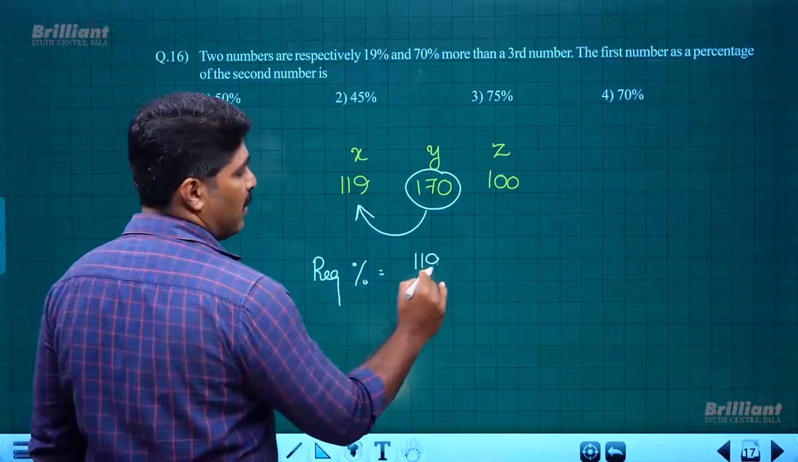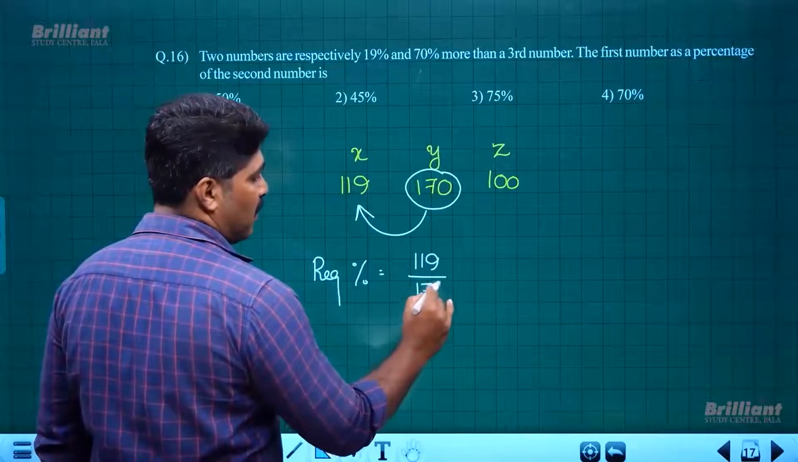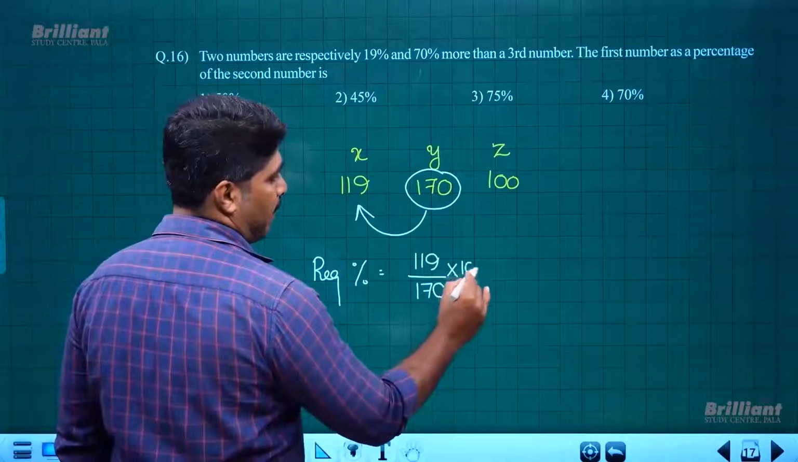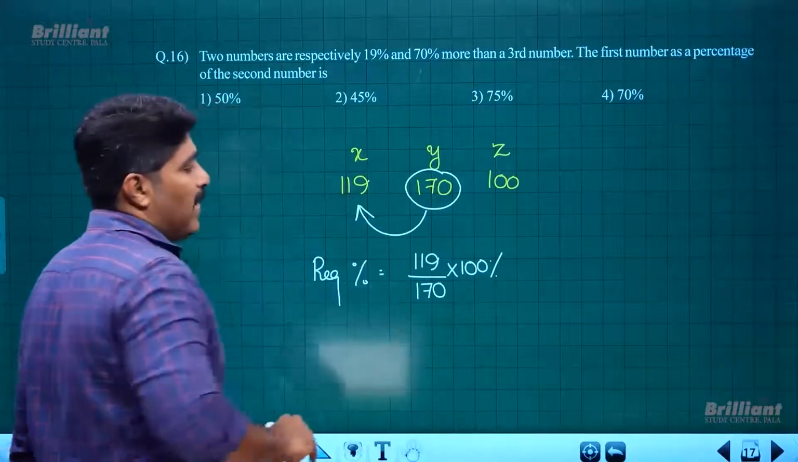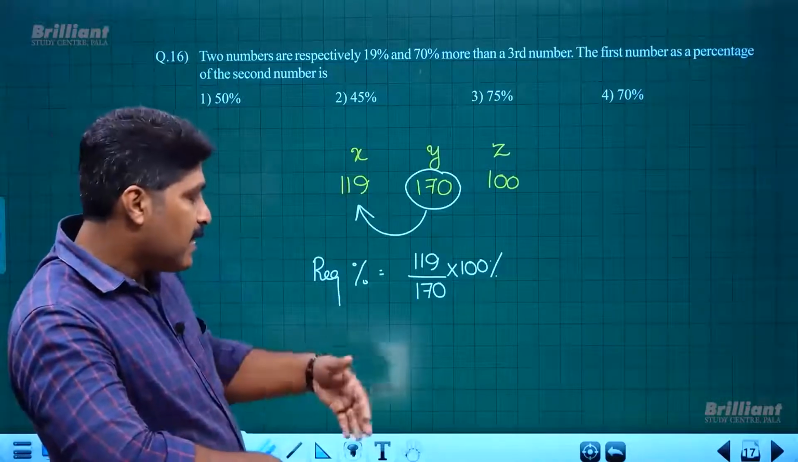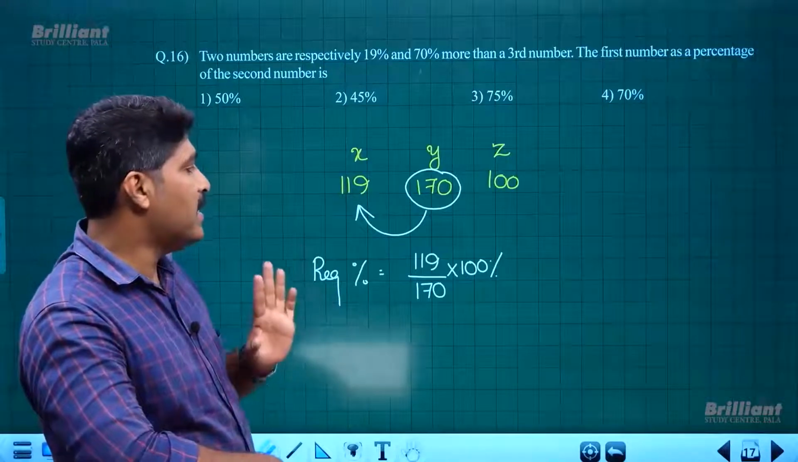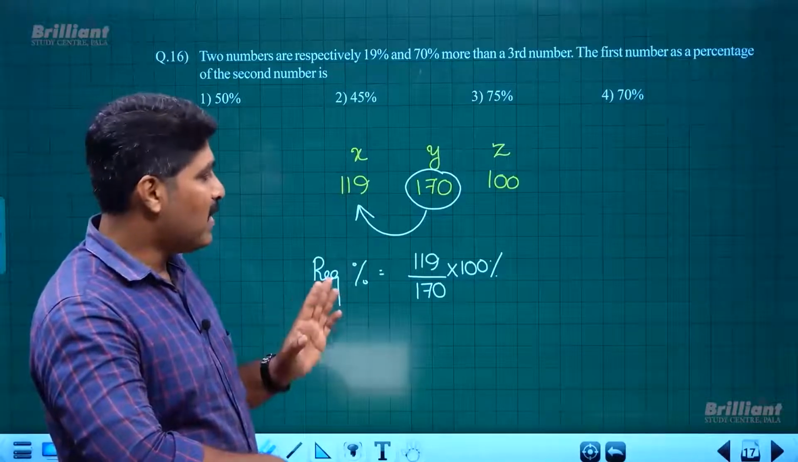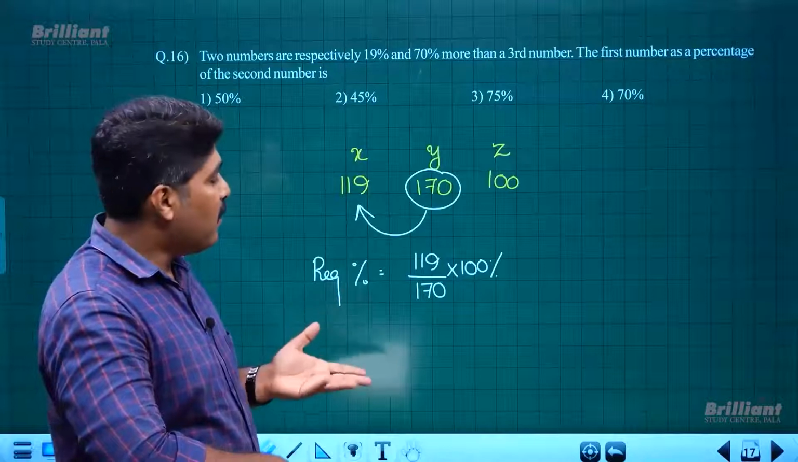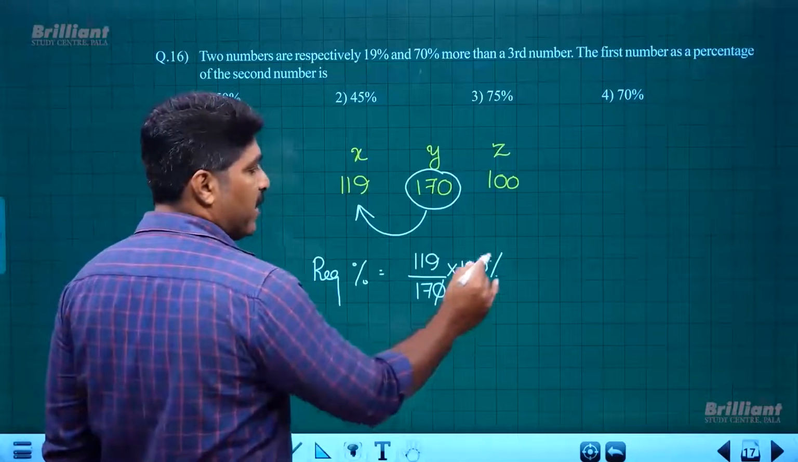This first number as a percentage of the second number. So this is the operation. While observing these values, you can easily connect a relationship between this 119 and 70. So whether there are any relationships there. Here you can simplify like this. This 0, 0 we can cancel.